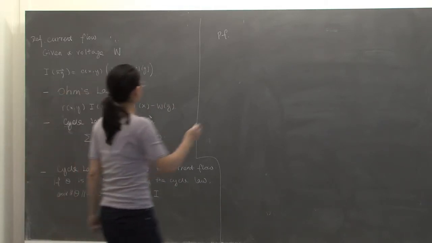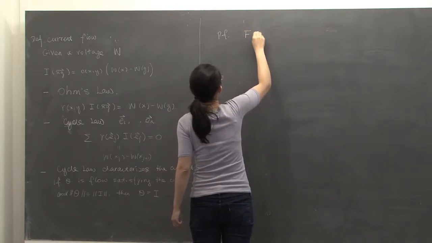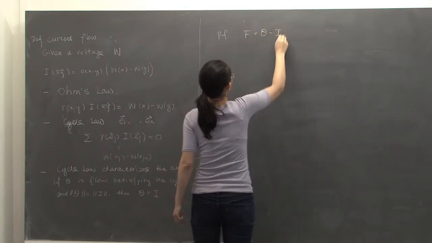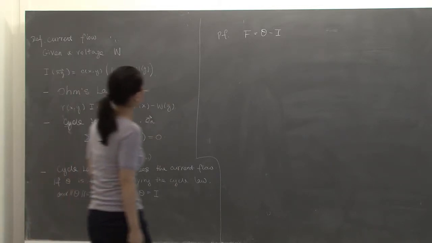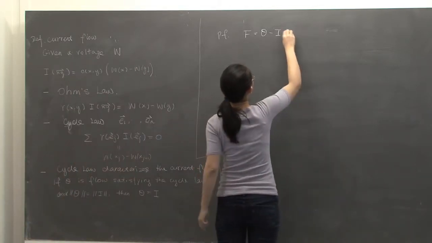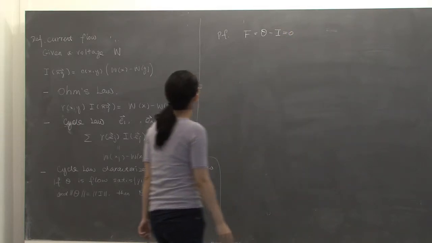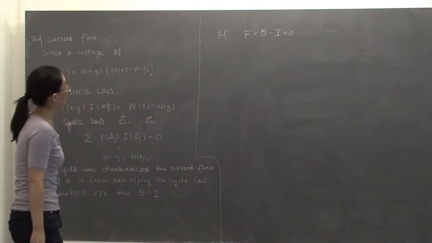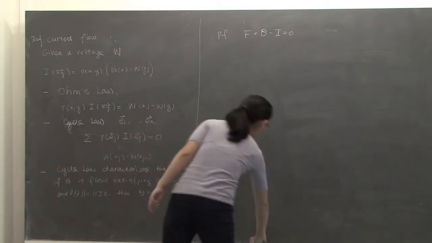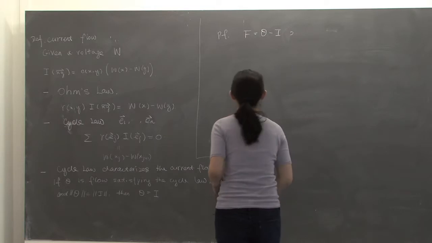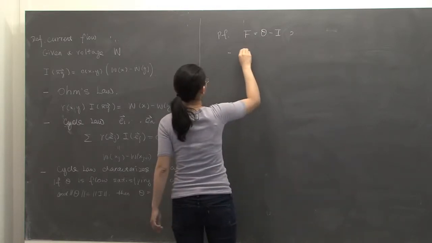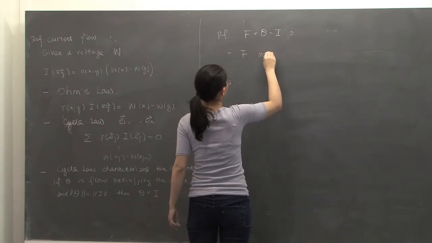So what we need to show is that the difference between theta and I is 0 everywhere. So it is sufficient to show that this f is 0 everywhere. And here let us check what is the difference between the two. So f is the difference between theta and I. So first we can see that f satisfies the node law.